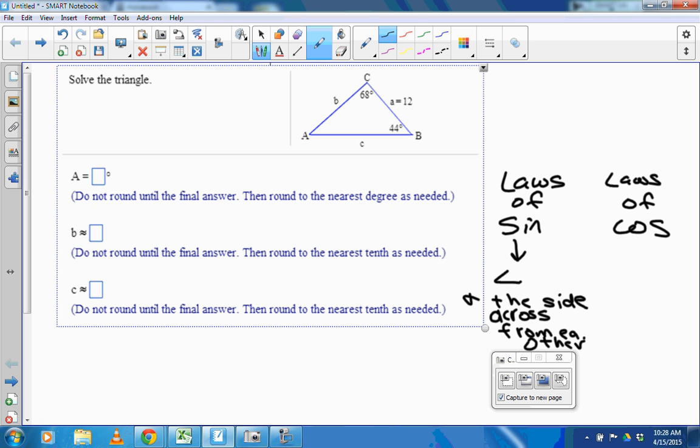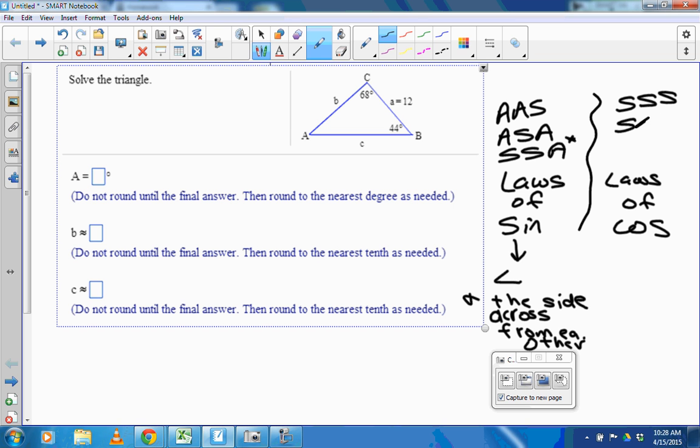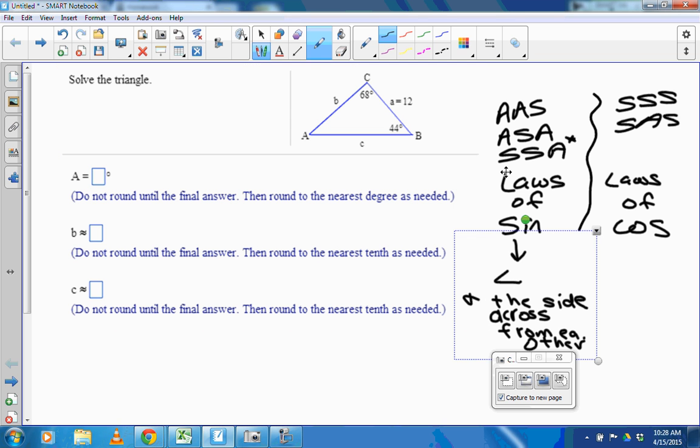Okay, now another way to look at it is this way. You can use laws of sine for angle, angle, side, or angle, side, angle, or the ambiguous case, side, side, angle. For laws of cosine, you can use it for side, angle, side, and side, side, side. Okay, this is much easier to remember right there, though. All right, so let's look at this case.